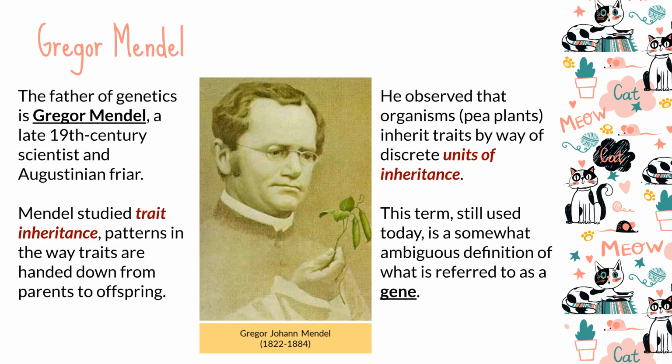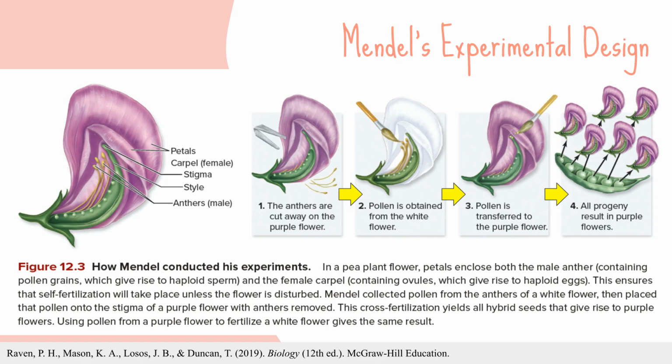Gregor Mendel showed through his pea plant experiments that traits are inherited as distinct units, now called genes, rather than blending, resulting in predictable patterns of inheritance across generations. The diagram illustrates Mendel's experimental design for controlled cross-pollination in pea plants, which allowed him to study inheritance accurately.